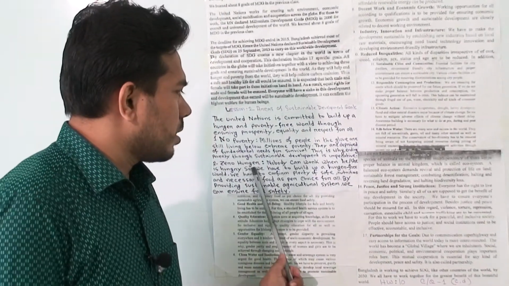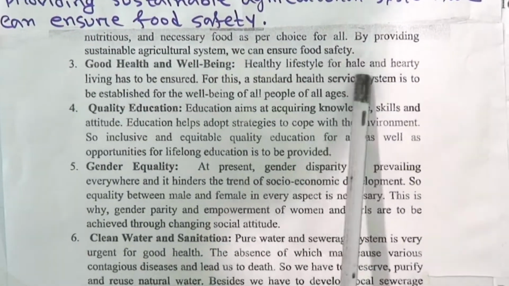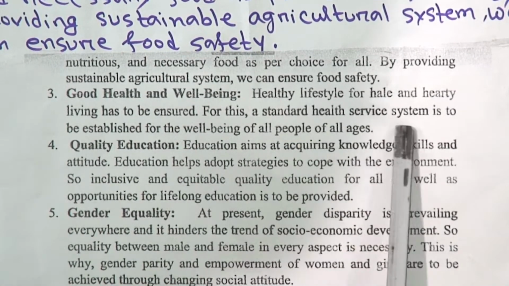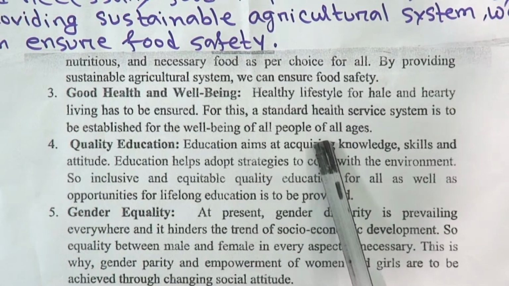Second one, zero hunger. Nobody can wish to work if he or she is hungry. That's why we need to get such kind of environment where there will be no hunger. So zero hunger should be maintained as it is an important part of our SDG goals. Third one is good health and well-being. A healthy lifestyle for hale and hearty living has to be ensured. For this, a standard health service system is to be established for the well-being of all people of all ages.